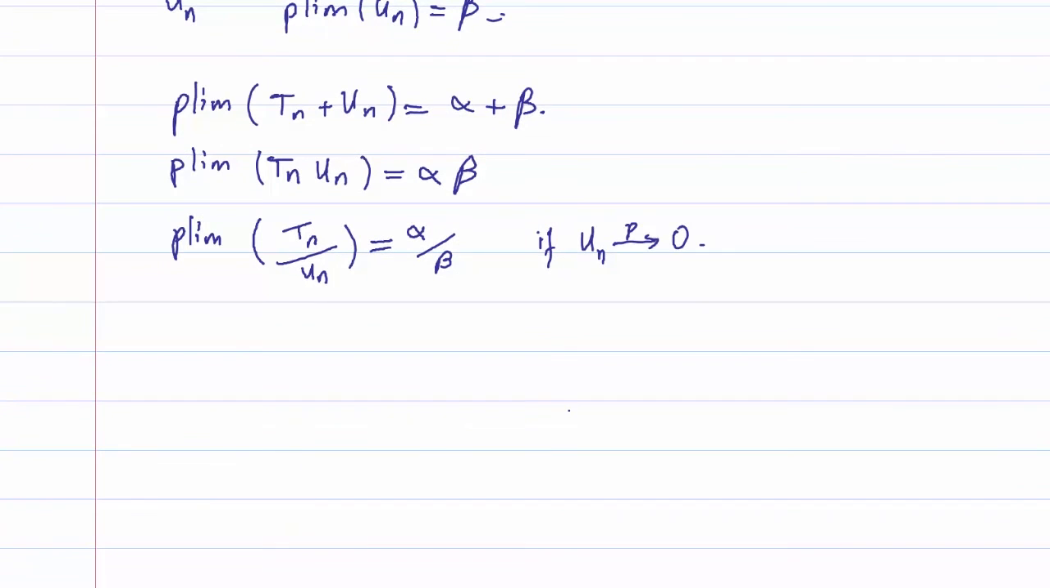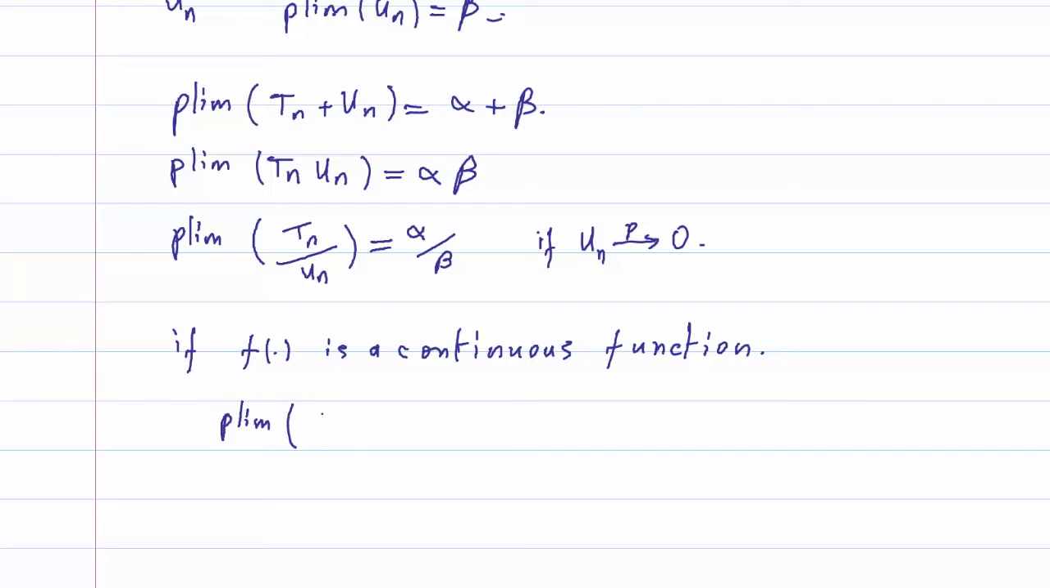We have actually something even stronger. If f is a continuous function, the plim of a function of a random variable will be actually the function of the probability limit of this random variable. So we said that Tn, the probability limit, was alpha. That is called the continuous mapping theorem.